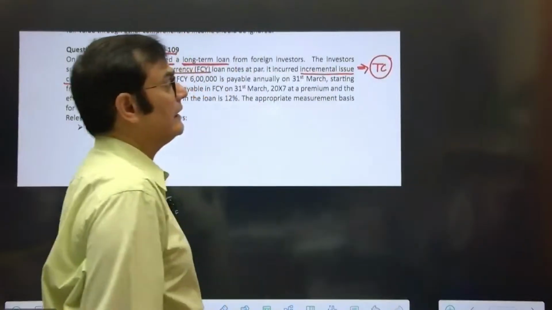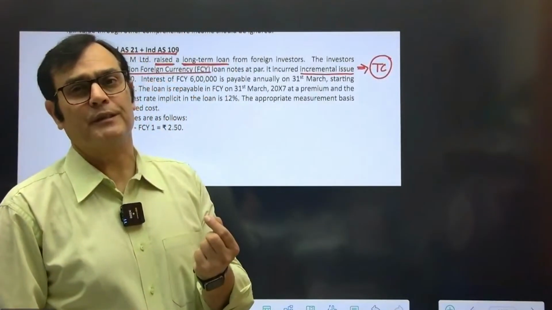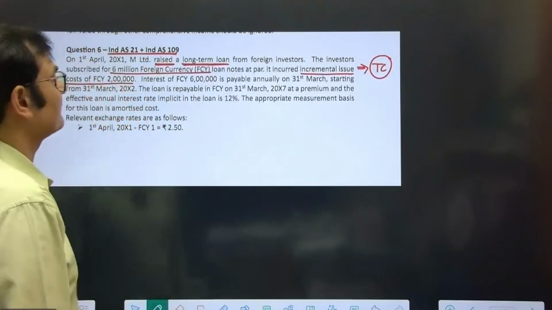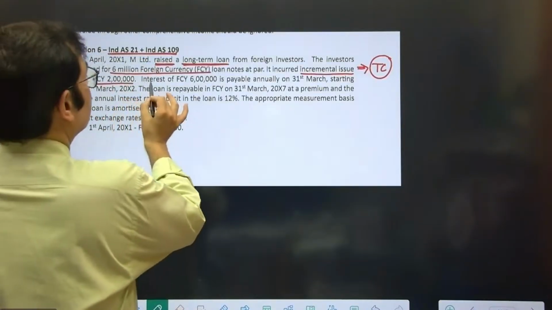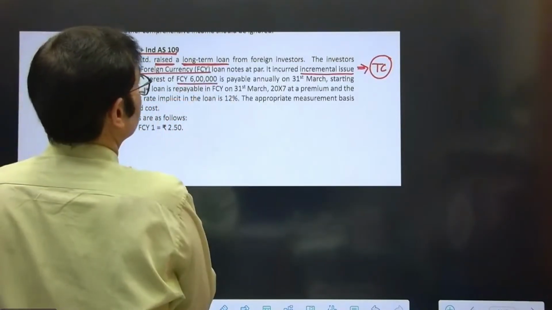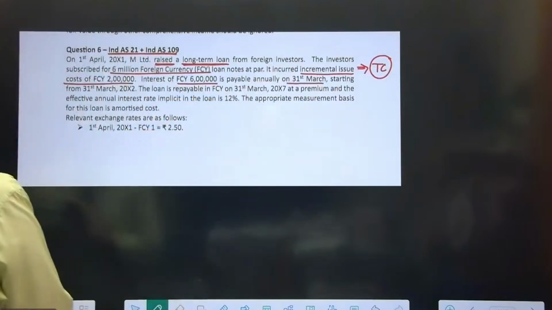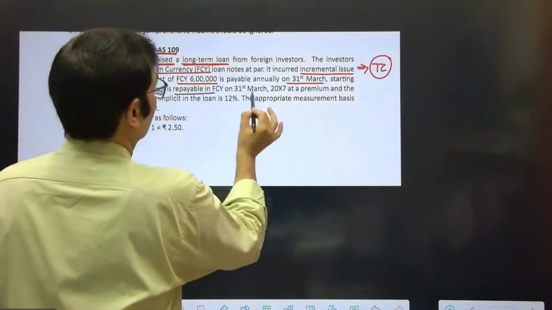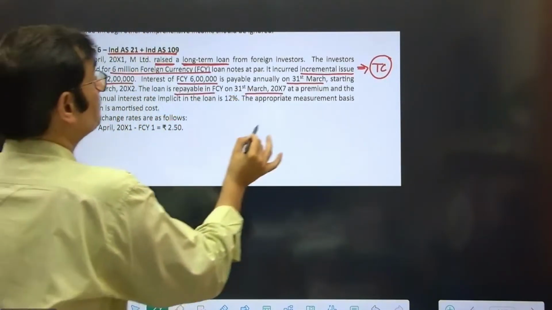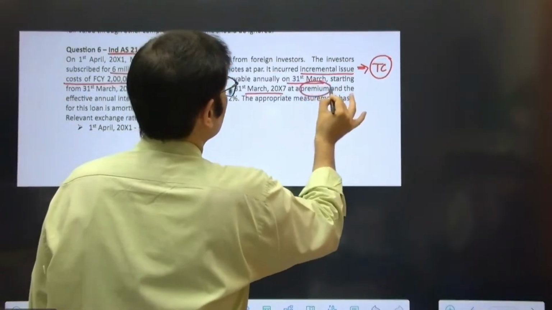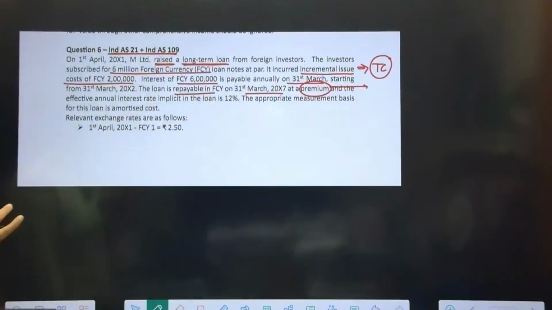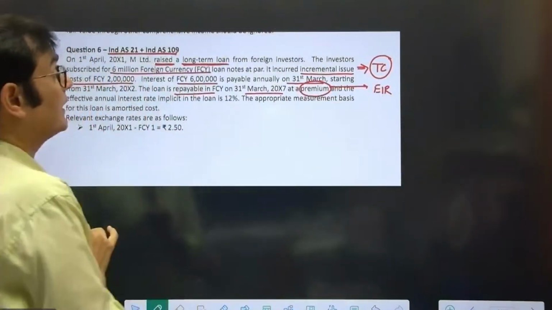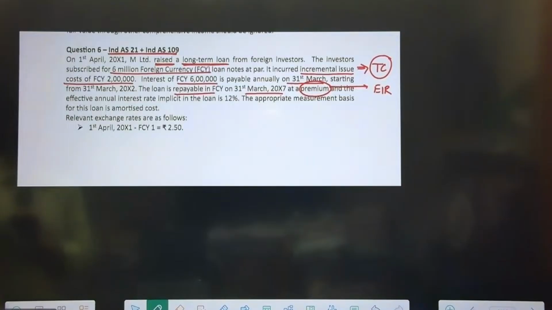And if I'm following an AC, what does it immediately trigger in the mind? Can I say this will lead to the calculation of the EIR, correct? Yes, sir. EIR. Absolutely. Then he says the interest of 6 lakh foreign currency is payable annually on 31st March, starting on 31st March X2, end of the first year. The loan is repayable on 31st March X7 at a premium. So what comes into the mind again? EIR. Wonderful indeed. So the TC indicates the calculation of EIR and the premium indicates the calculation of the EIR.